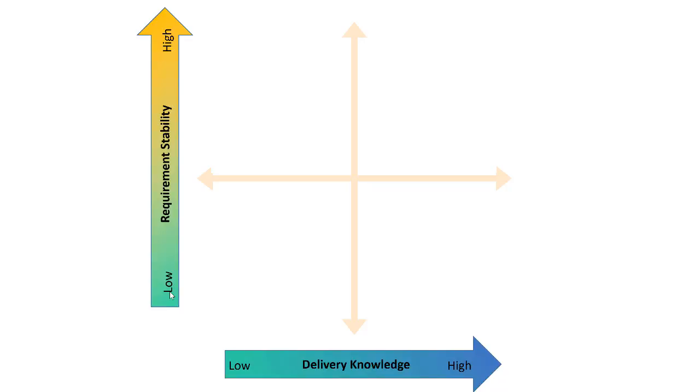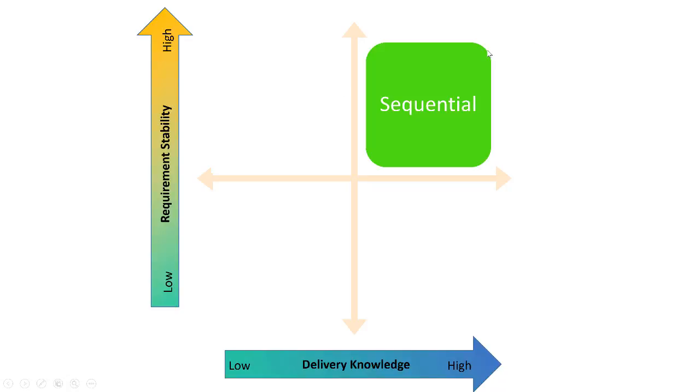If you're up in the upper right-hand corner, in the high stability of requirements and high delivery knowledge, I know what I'm doing and I know how to do it. Then a traditional sequential model makes sense, because you know what you're doing and you're not going to change in mid-process. You don't need to be iterative. You don't need to be incremental. You just need to get it done, right? So getting it all done at once is one way to go.